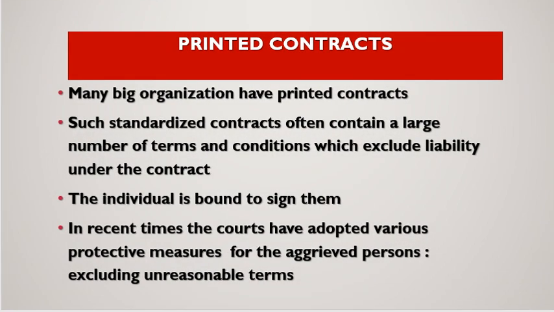Many big organizations like life insurance companies and railways have printed contracts. These are standardized contracts because they contain a large number of terms and conditions which exclude liability of the organization. The individual, whether he likes the terms and conditions or not, has to sign them. So in recent times, the courts wanted to protect the individuals. So they have adopted various protective measures for the aggrieved person, excluding unreasonable terms.